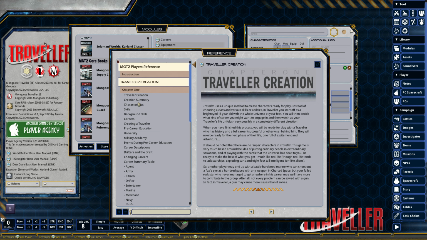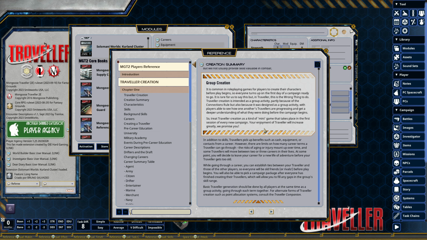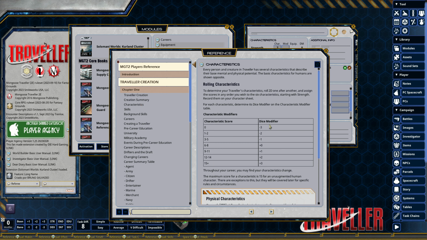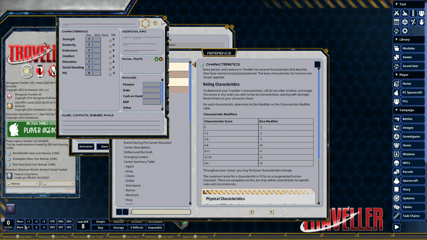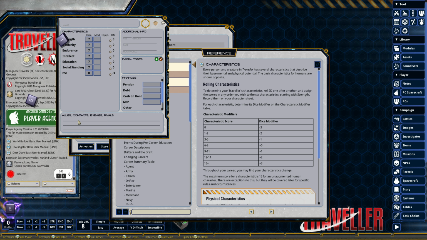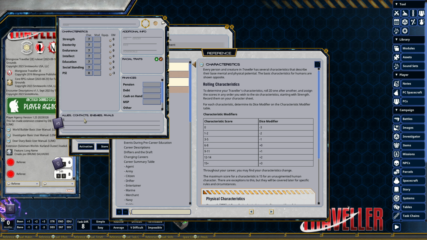So we've got the traveler creation summary, which we're going to go ahead and skip over. So the first thing that we want to do is roll the characteristics. Now, each characteristic is rolled with 2d6, and I'm just going to use this space here for allies, contacts, enemies, and rivals, and I'm just going to put what my rolls are there. So I got a 6. An 8, and we do this 6 times.